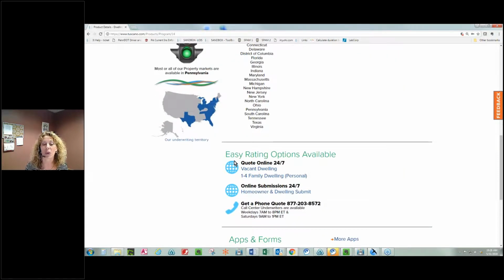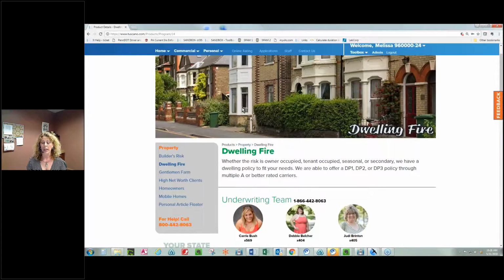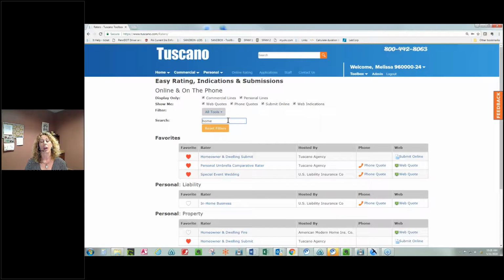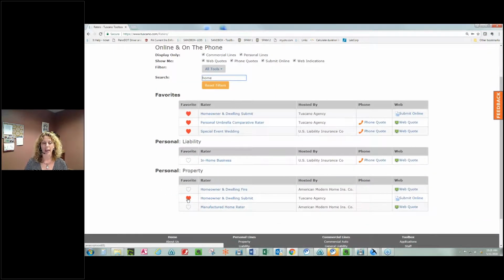We have a homeowner dwelling fire submit system. You type in all of the information, it gets submitted to us, and then we provide the quote and hopefully a pre-filled app. We do try to include a pre-filled app at all times. And if not, then we'll send you a blank app.